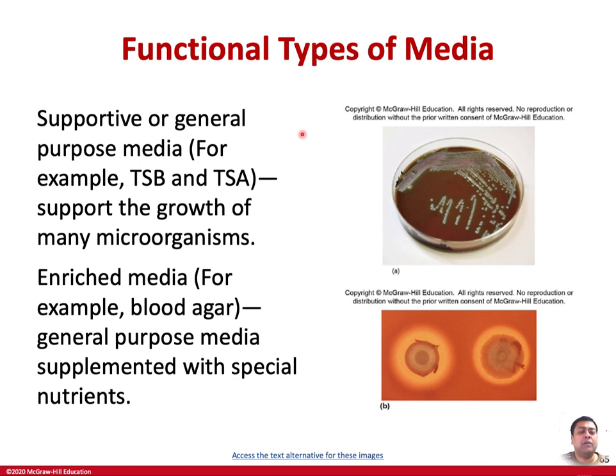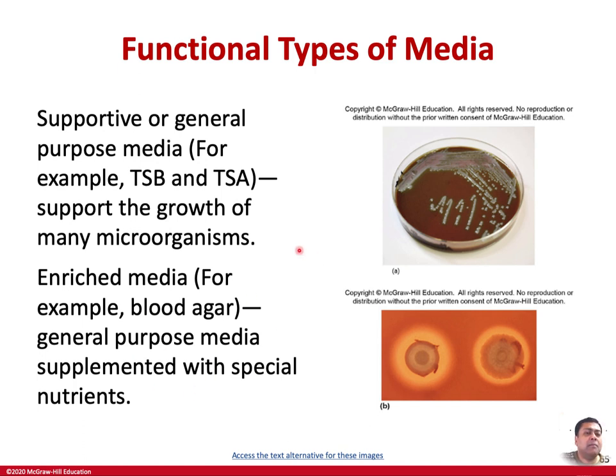So here, on the other hand, we are looking at a functional type of media. The supportive or general purpose media, for example, is TSB or TSA, which is trypticase soy broth or trypticase soy agar. This trypticase soy broth or agar will support the growth of everything. So they are general purpose media. On the other hand, enriched media, for example a blood agar media, is a general purpose media supplemented with special nutrients. For the blood agar media, the regular nutrient media is supplemented with usually sheep blood.